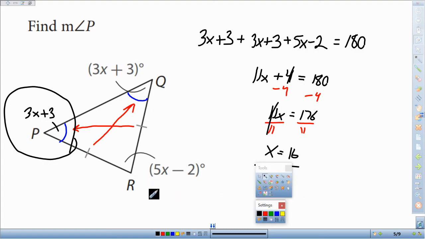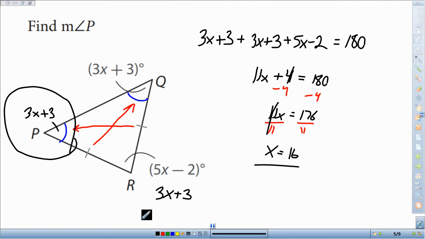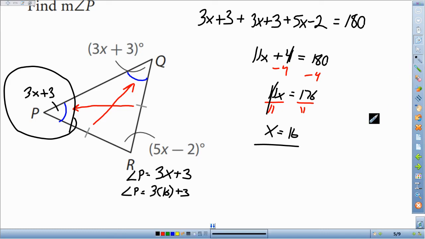Let's go one more step. I'm going to take 3x plus 3 and plug in my 16, so 3 times 16 plus 3. And by the way, we should probably say angle P equals. 3 times 16 is 48, and 48 plus 3 gives me 51. So angle P equals 51 degrees. That's the answer they're asking for.